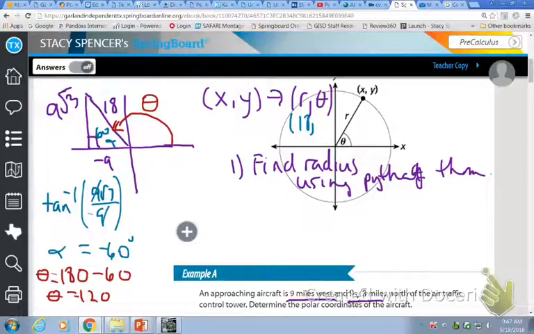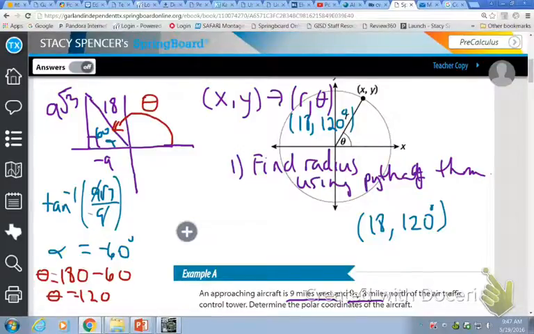So that would go up here. So we'd have 18. I'll put it over here where we can see it a little better. So for our polar coordinates, we end up with 18 and 120 degrees. Now remember, there's basically 4 ways to write this. We could have a negative radius, we could have a negative angle, but this is the one we will choose.